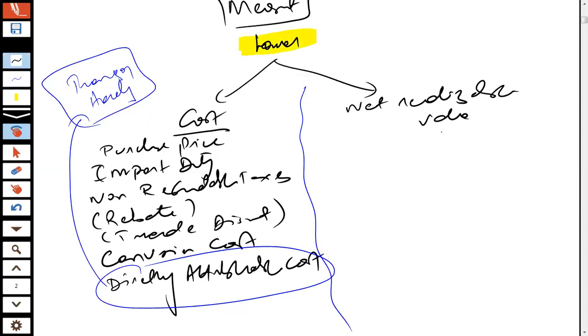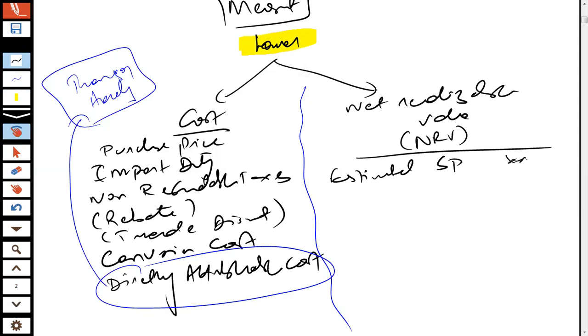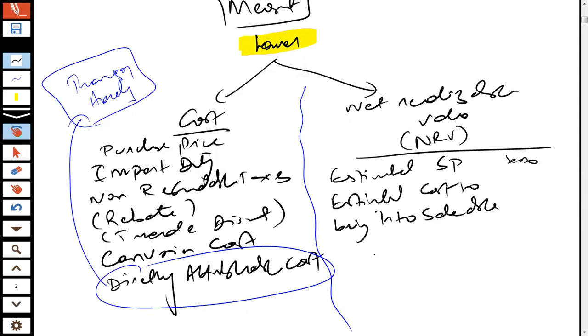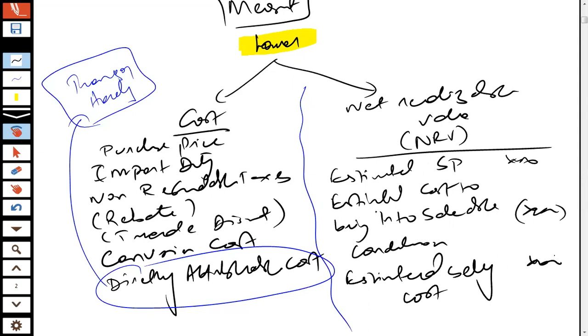And when we talk about the net realizable value, the NRV, what is it? It's the estimated selling price, less the estimated cost to bring it into saleable condition, that is, the estimated cost to be incurred in order to bring it into saleable condition, and the estimated selling cost. Whichever is the lower amount, that is the amount at which the inventory is going to be recognized.